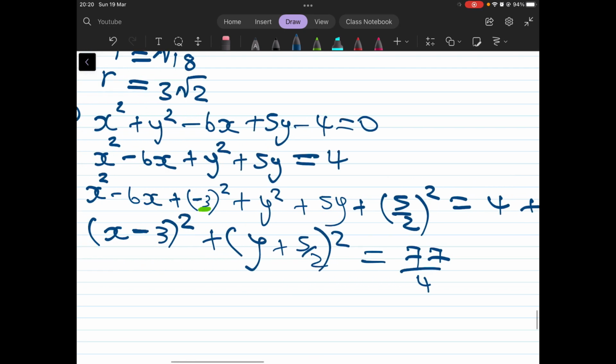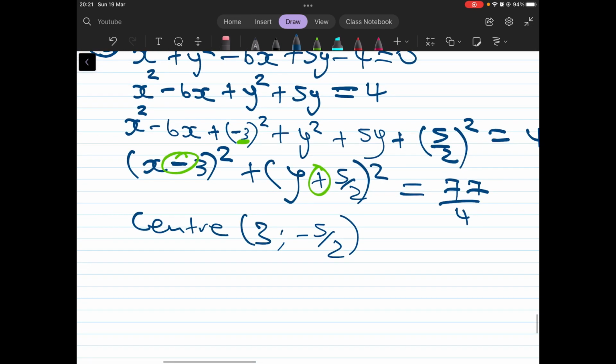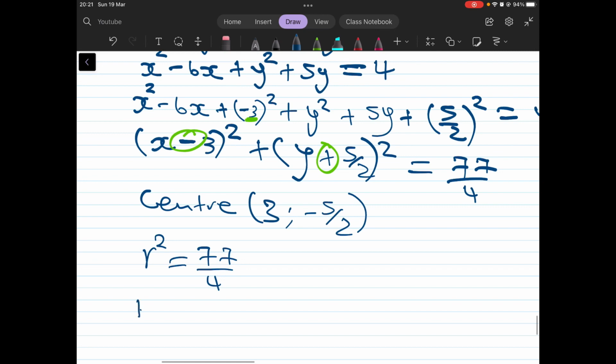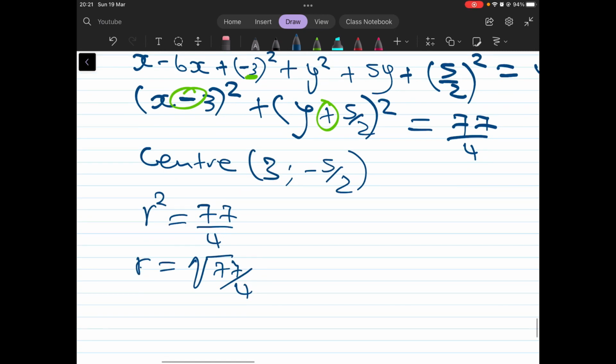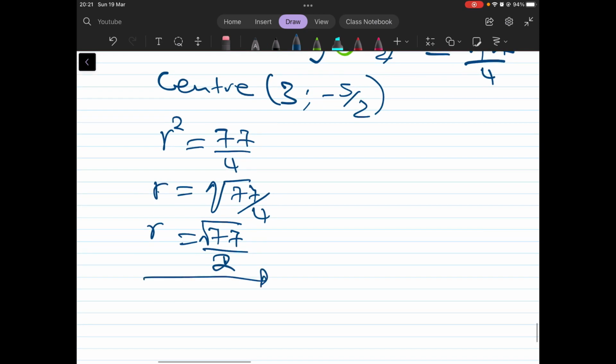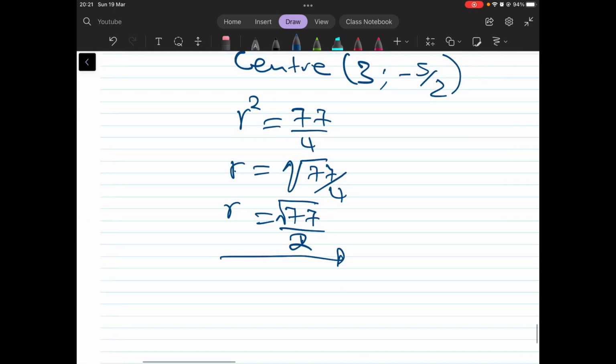So now you can tell what the coordinates of the center are. Just change the signs. That means you'll have 3 and -5 over 2. And then the radius, r squared, equals the right hand side, which is 77 over 4. Therefore r equals the square root of 77 over 4, which equals the square root of 77, divided by 2. That is the simplest format you can have. And that is it with B.